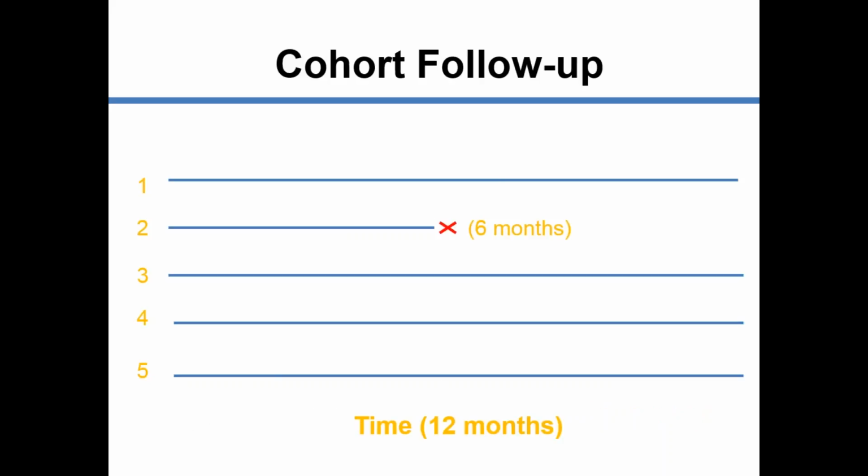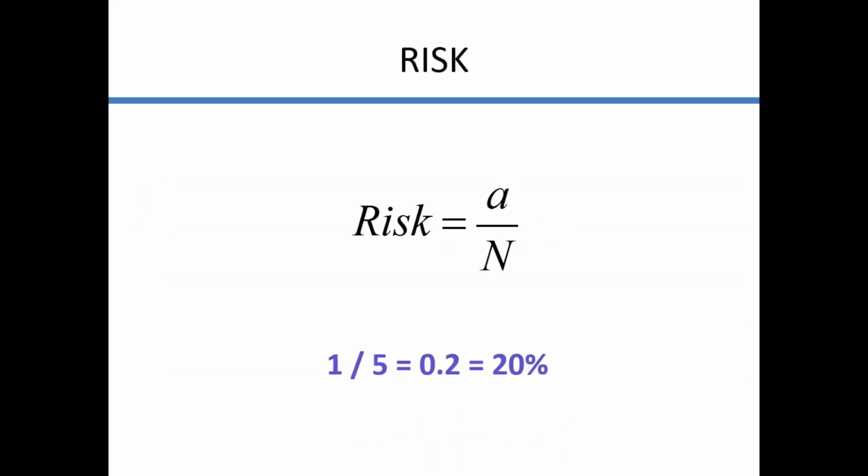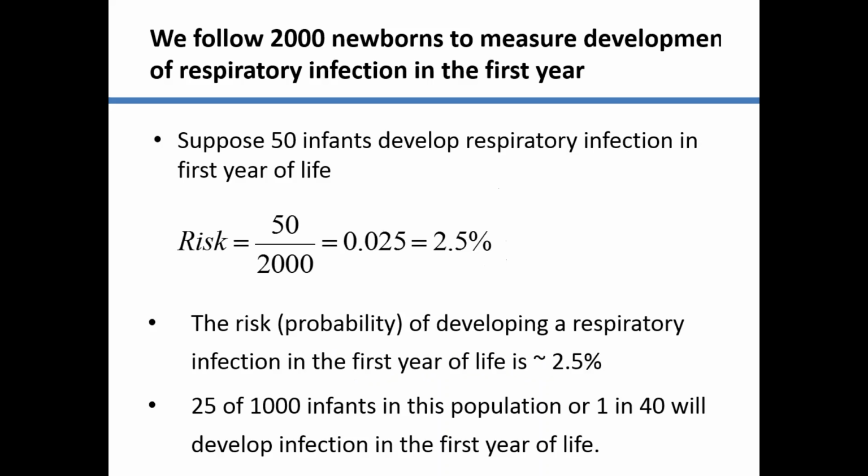So here's a cohort follow-up. I hope it's not too simplistic, but it really does show a cohort of 5 people who are being followed by you and me for the course of 1 year, 12 months. And you see that 1 person out of 5 got the outcome, let's say the flu. So what is the risk of getting the flu based on our data here? It's 1 new case divided by 5 people who are being followed. 1 over 5 is 20% risk.